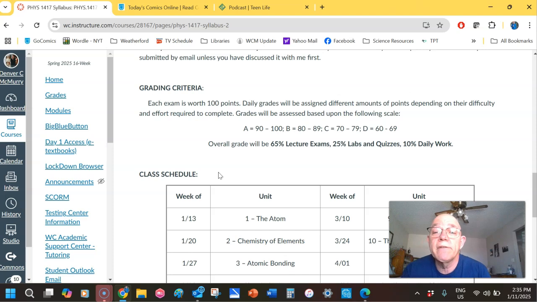Okay, grading criteria. Each exam is worth 100 points. Daily grades will be assigned different amounts of points depending on how difficult they are. Basically, your final grades will be, if it's 90 to 100, A; 80 to 89, B; 70 to 79, C; 60 to 69, D. Okay, and once again, 65% lecture exams, 25% labs and quizzes, and 10% daily work.